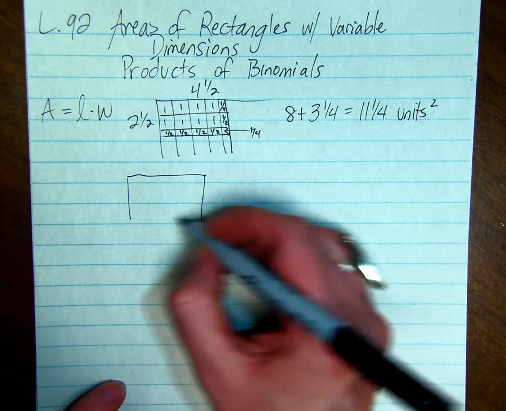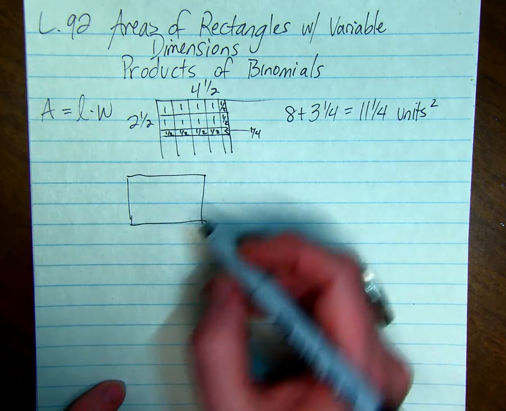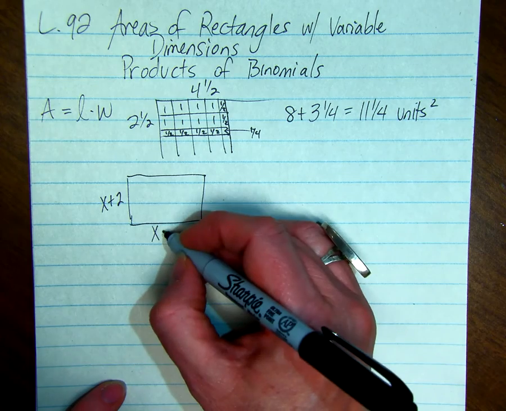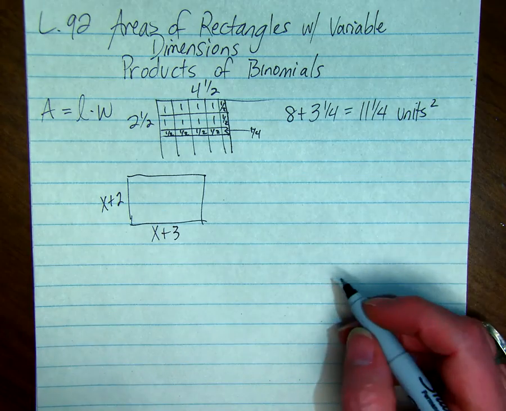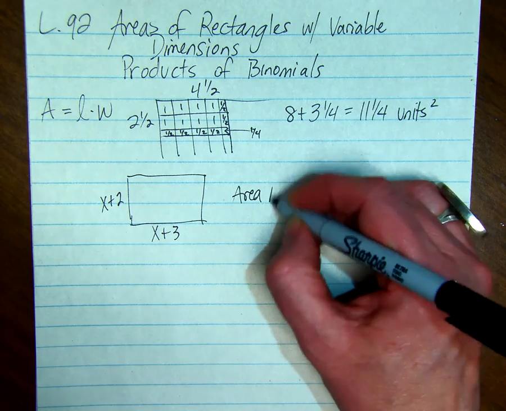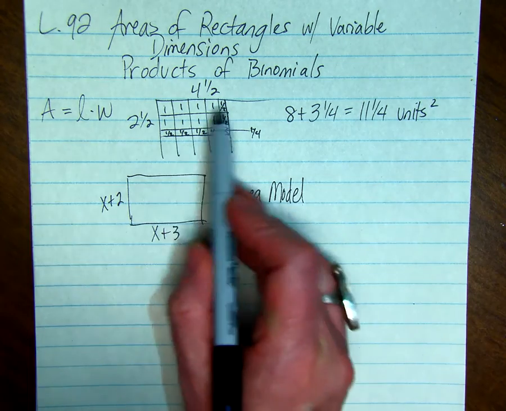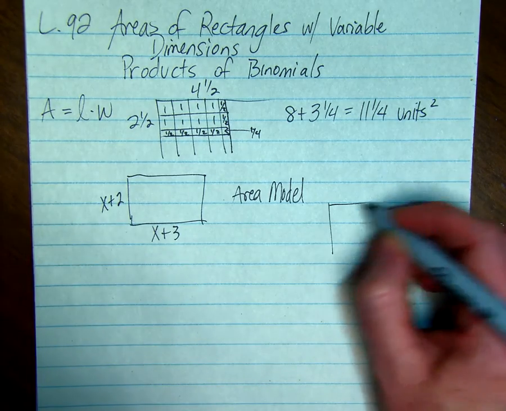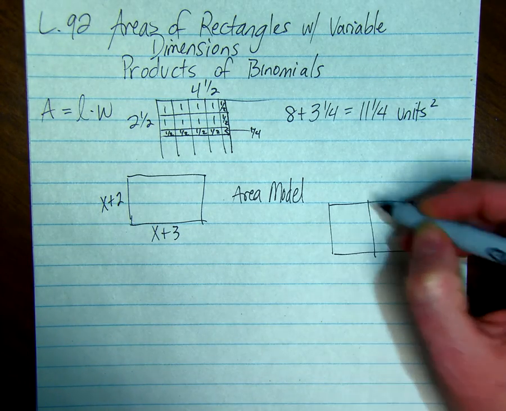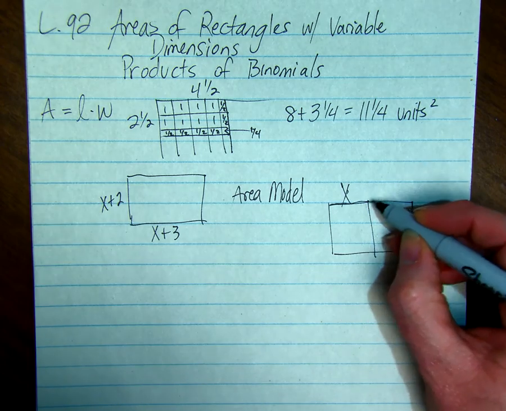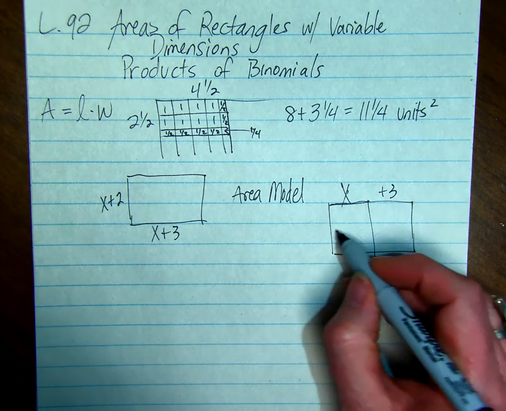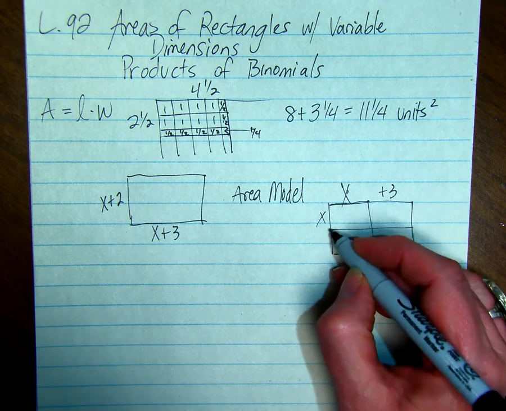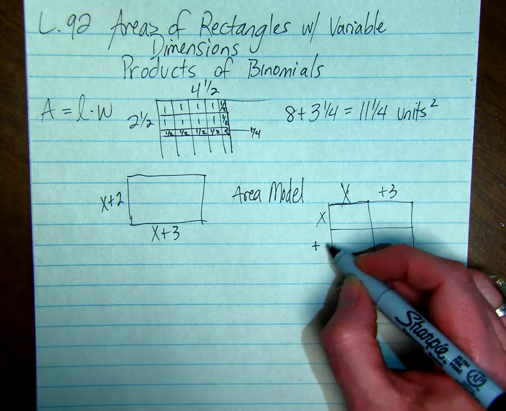Now if we had a rectangle that had variables in the units, so the width is x plus 2 and the length is x plus 3, there is what's called an area model. So it's a lot like this one where we find the area of each section. So let's call this x. So this is x long and this is a plus 3. Then this is an x length here and a plus 2 this way.